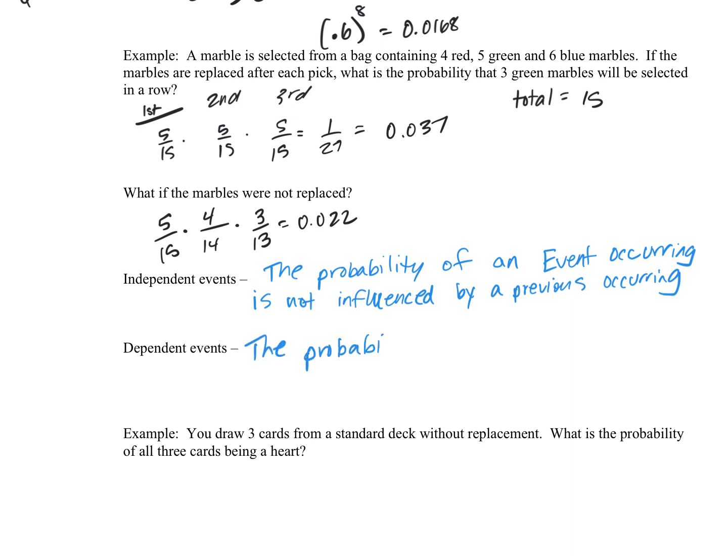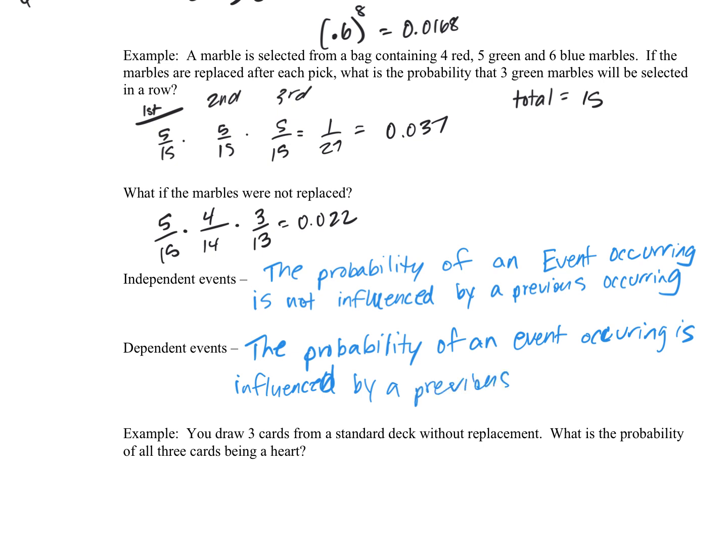Dependent events: the probability of an event occurring is influenced by a previous event occurring. If I'm not replacing that marble, the probability that the second one is green depends on if the first one was green or not.